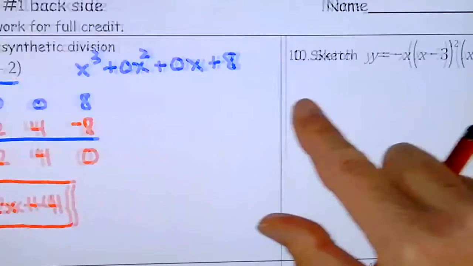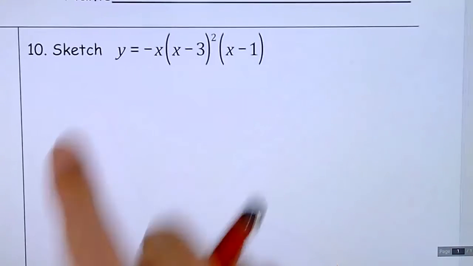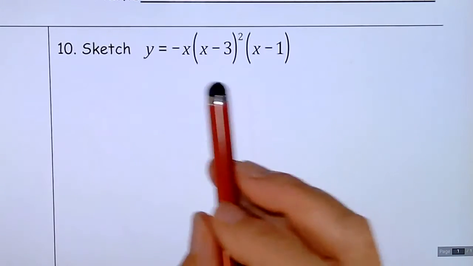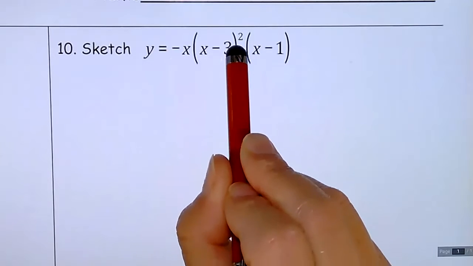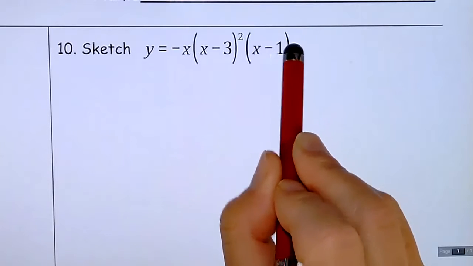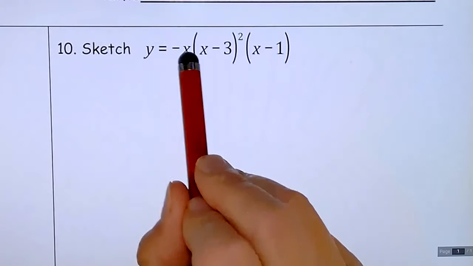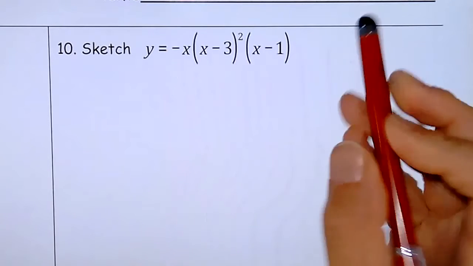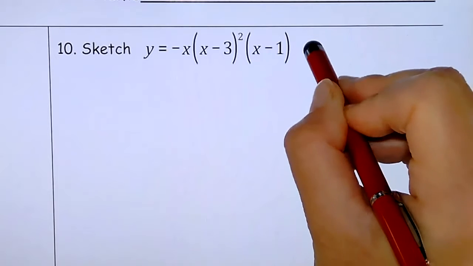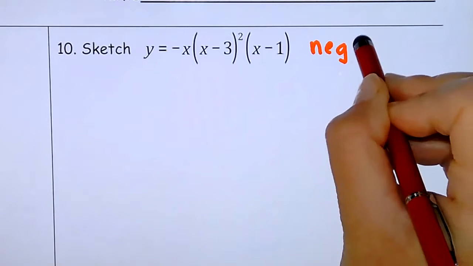Okay, on number 10, we're sketching this, okay? So here you want to pay attention to degrees. This is a 0, 2, 1, sorry, 0. This is a 1, 2, 1. So I've got 1, 2, 3, 4. This is a degree 4. It is a negative degree 4.